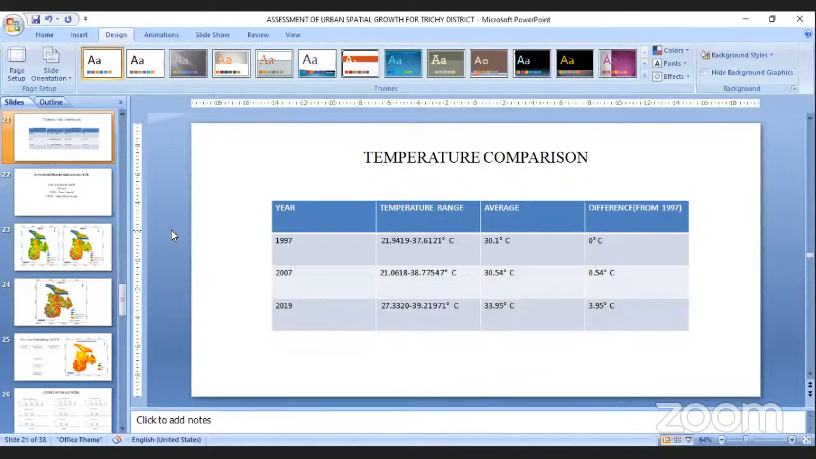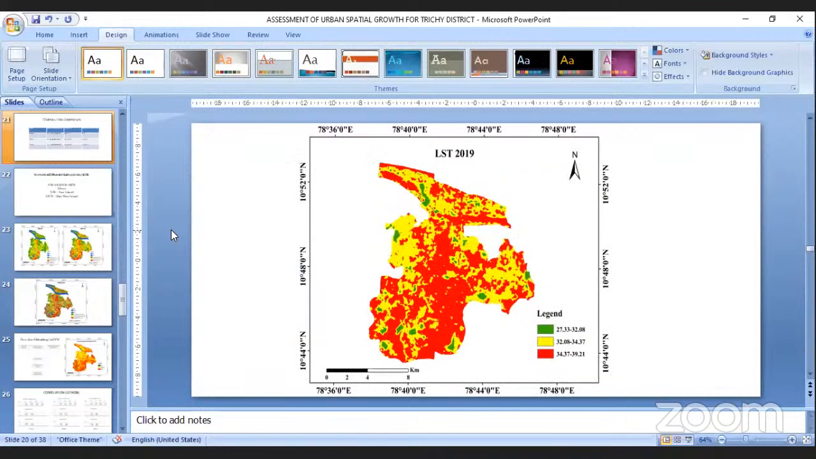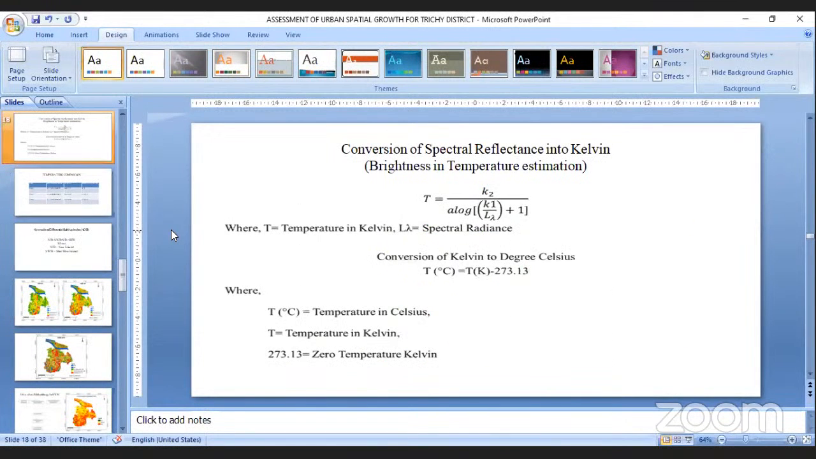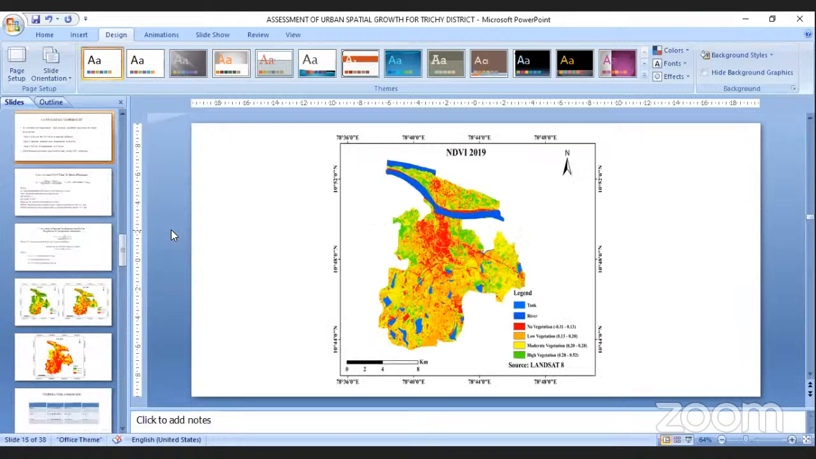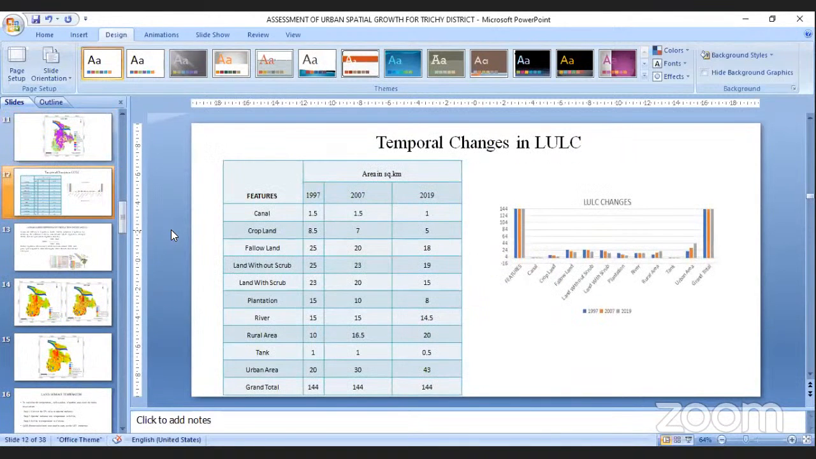No, the square kilometer area change, the land type, land use, land cover. Where you have shown that, it's this one. So in 1997, the urban area has changed to 50%, then it's changed to 100%, right? From 20 to 23 square kilometer.